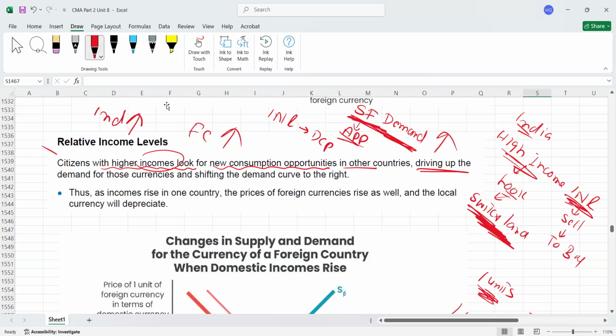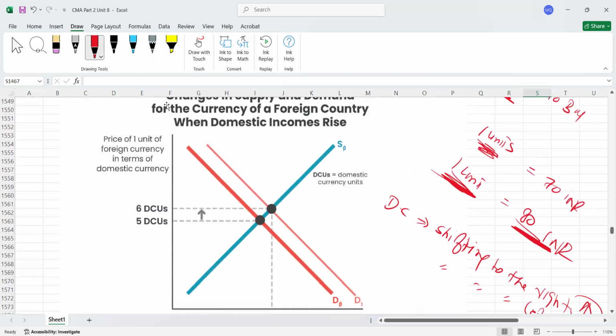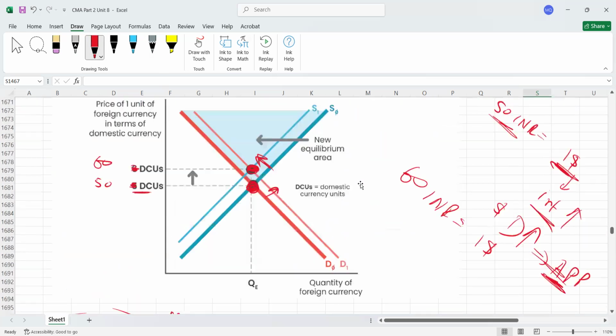And I told you, whenever demand increases for the foreign currency, the demand curve will move to the right side. If it is moving to the left side, that means demand is decreasing. Okay, but if it moves to the right side, it means demand is increasing. So now we have to go through here. This is the right side. Okay, if you move this side from here to this point. Okay, now let's have a look at the question.